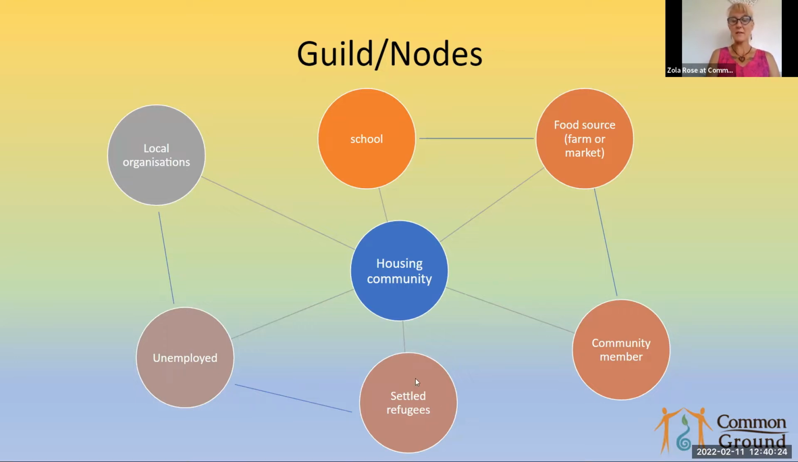It might be that you have settled refugees in your community. Could the housing community benefit these refugees in some way, or future residents? There might be unemployed people. Maybe the housing community has micro enterprise, where there might be opportunities to create employment. And then we have other local organizations which have all kinds of missions that could either help to serve the housing community or vice versa. So you can see there's a lot of exploring of potential when we look at our proximate whole and create a strong guild.